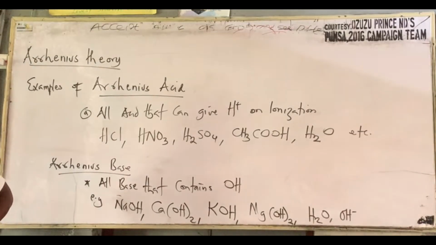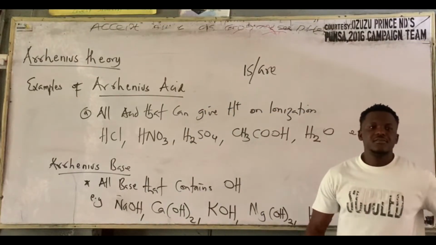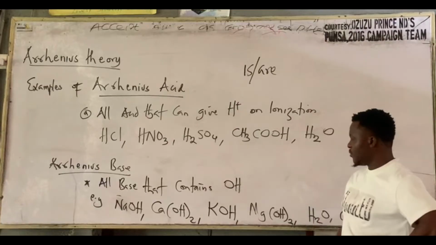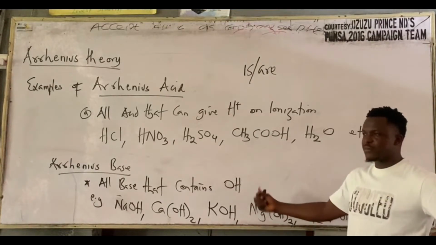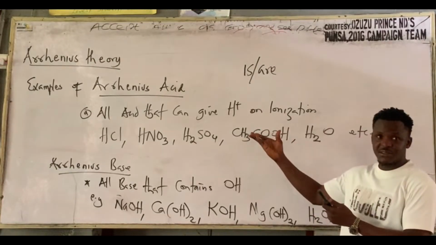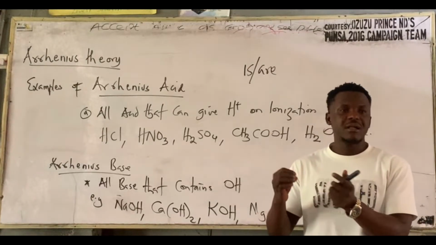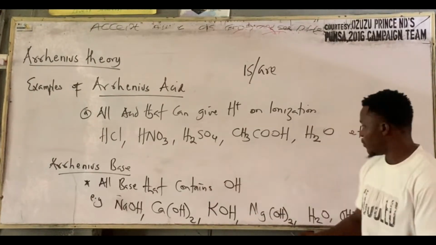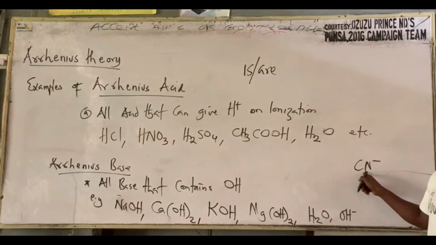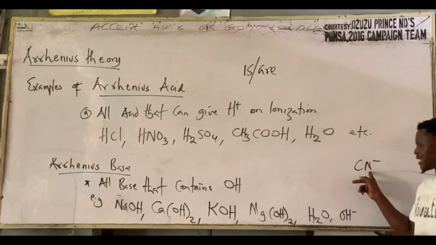Arrhenius base. In exams, they will actually give you two or three examples. They say, which of the following is an Arrhenius base? Then they give you maybe two or three of these, and they smuggle in other bases. For example, when we get to Bronsted, you're going to see that most Bronsted bases cannot act as Arrhenius base. For example, CN minus. This is a base because according to Bronsted, anything that can accept proton is a base. This guy can accept proton.